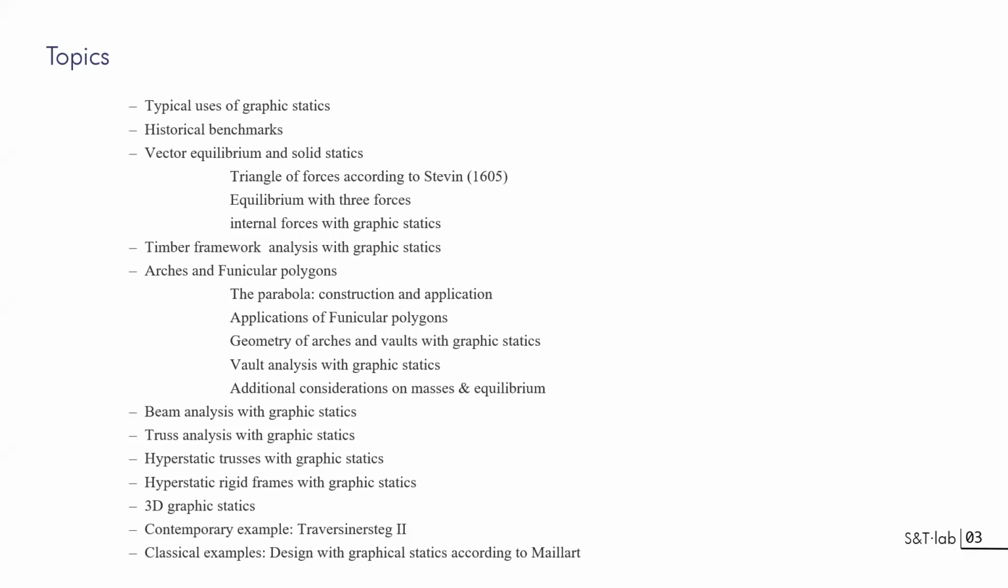We'll discuss equilibrium with three forces, internal forces with graphic statics, then move to timber framework analysis with graphic statics. Then we'll go to arches and the funicular polygon, in which we'll be discussing the parabola, applications of the funicular polygon, and the geometry of arches and vaults with graphic statics. We'll go to vault analysis and some additional considerations about masses and equilibrium in structural design. With this, we'll be ready to move to beam analysis and truss analysis with graphic statics. Later on, we will address hyperstatic trusses with graphic statics, as well as hyperstatic rigid frames with graphic statics. We'll have some words about 3D graphic statics and then move to applications.